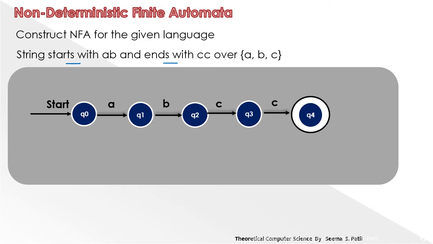But between these AB and CC, there can be any number of ABCs. So add one loop over Q2. And this is the NFA for this language. The language is the string should start with AB and end with CC over ABC.